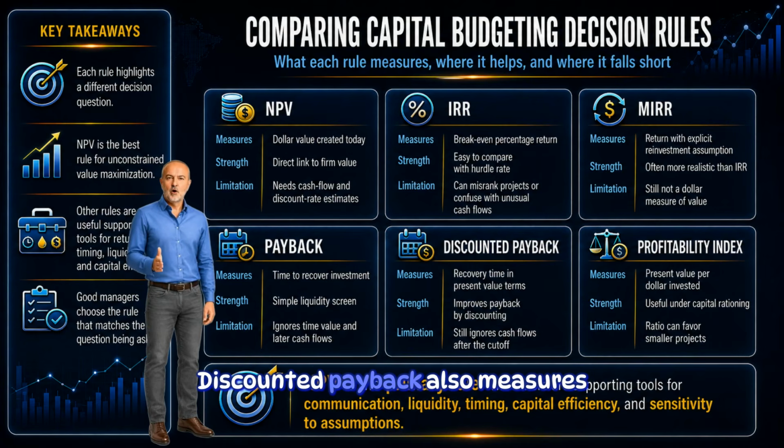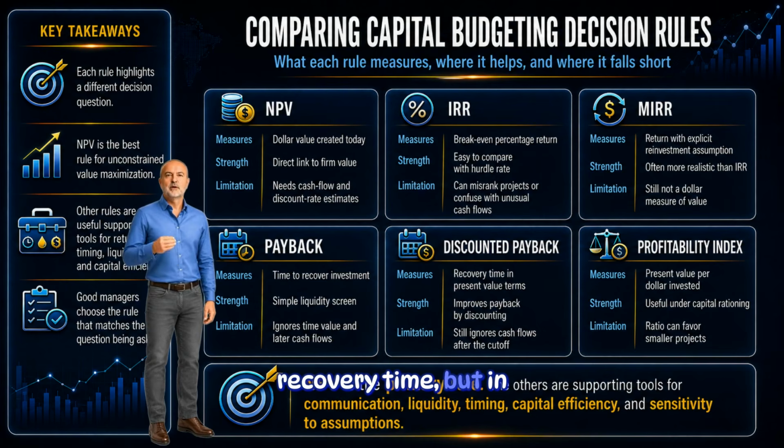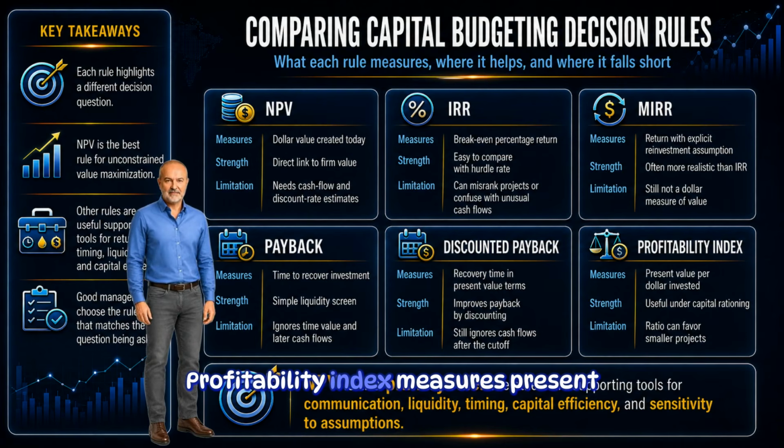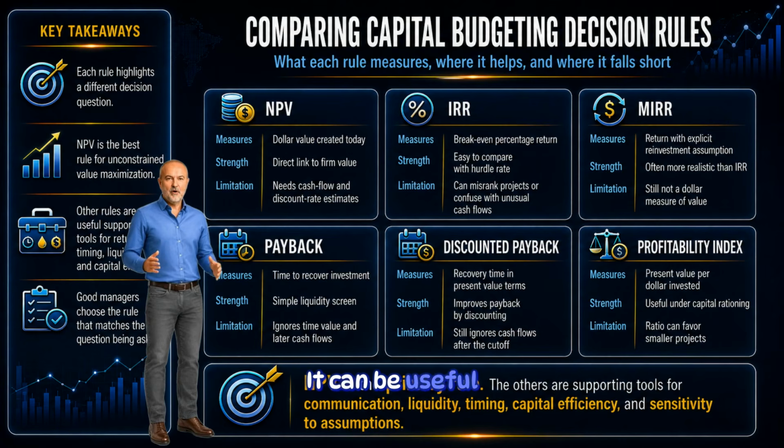Discounted payback also measures recovery time, but in present value terms. It improves on payback by adding discounting, but it still ignores cash flows after the cutoff. Profitability index measures present value per dollar invested. It can be useful when capital is constrained, but like IRR, it is a ratio and can favor smaller projects. So these rules are not equally reliable.